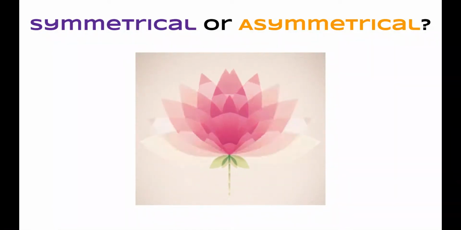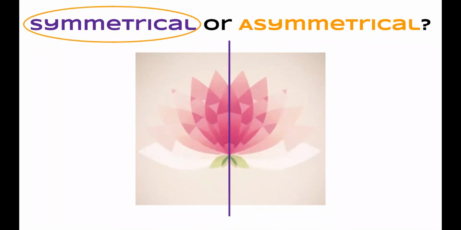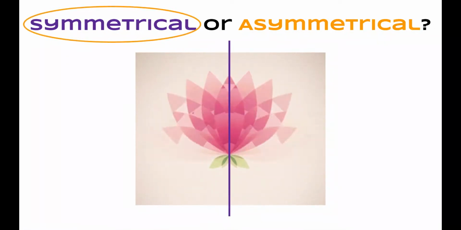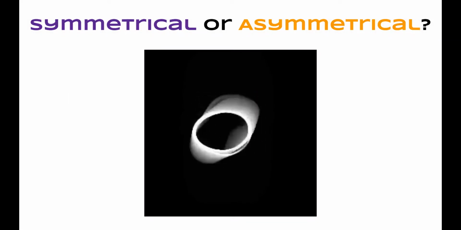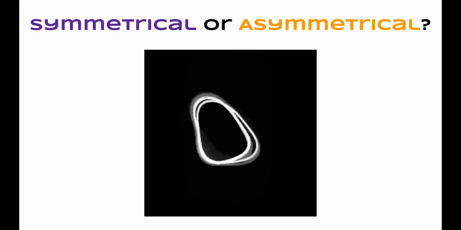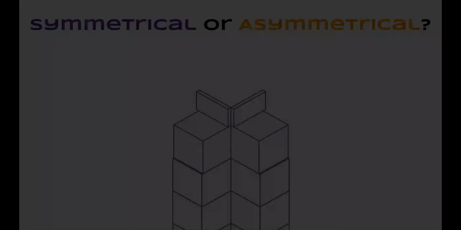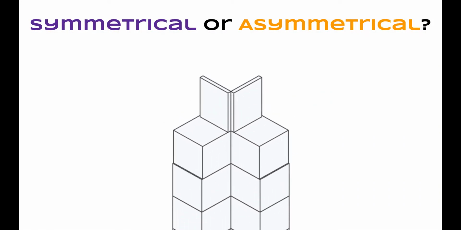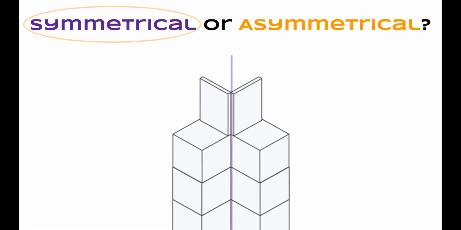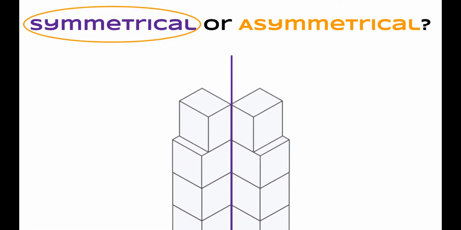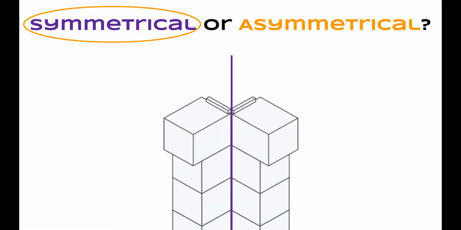Is this shape symmetrical or asymmetrical? It's symmetrical. I've drawn the line right down the middle. And what about this one? Is it symmetrical or asymmetrical? You guessed it. It's asymmetrical again. Oh, wow, this is a fun one. Is it symmetrical or asymmetrical? That's right. It's symmetrical. Okay, time for our last one, and it's a little tricky.